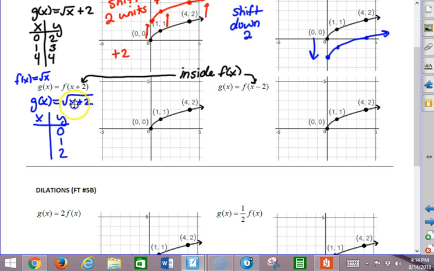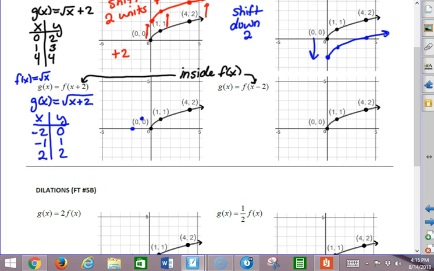So what I want to think about is, what do I have to change in x then to get back to those same nice values that I had before? Well, in order to get y equals 0, I'm going to have to take the square root of 0, so x is going to have to be negative 2. And in order to get the square root of 1, x is going to have to be negative 1. And in order to get the square root of 4, which equals 2, x is going to have to be 2.